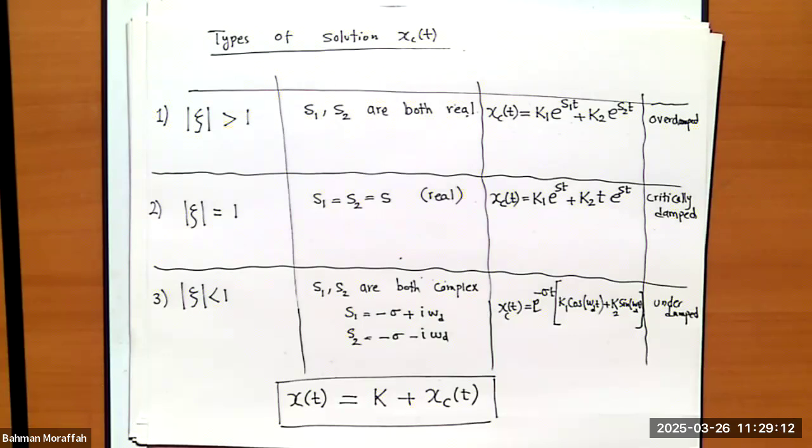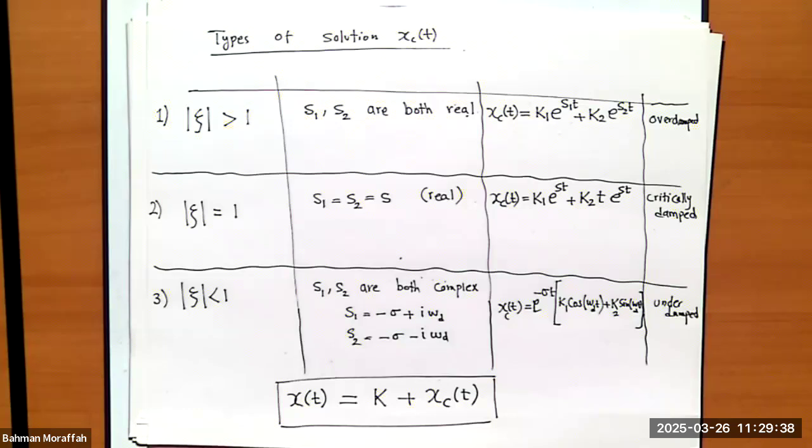If you're taking signals and systems or control classes, you're going to see that for a system to be stable, the real part of the solution must be negative. Right? So I know S1 and S2, both of them are real, so the real part is exactly the same. So S1 and S2 must be negative. So my x complementary, if t goes to infinity, approaches 0 for the first case.